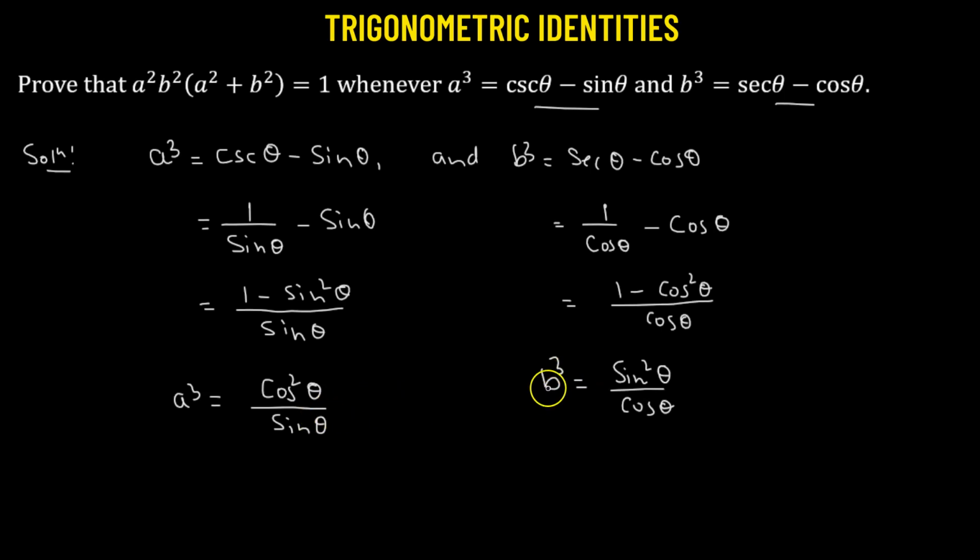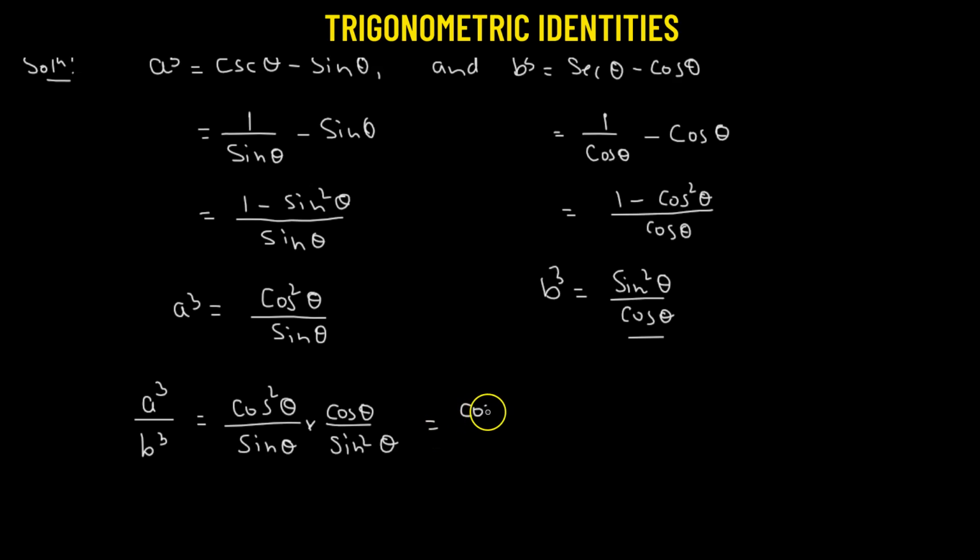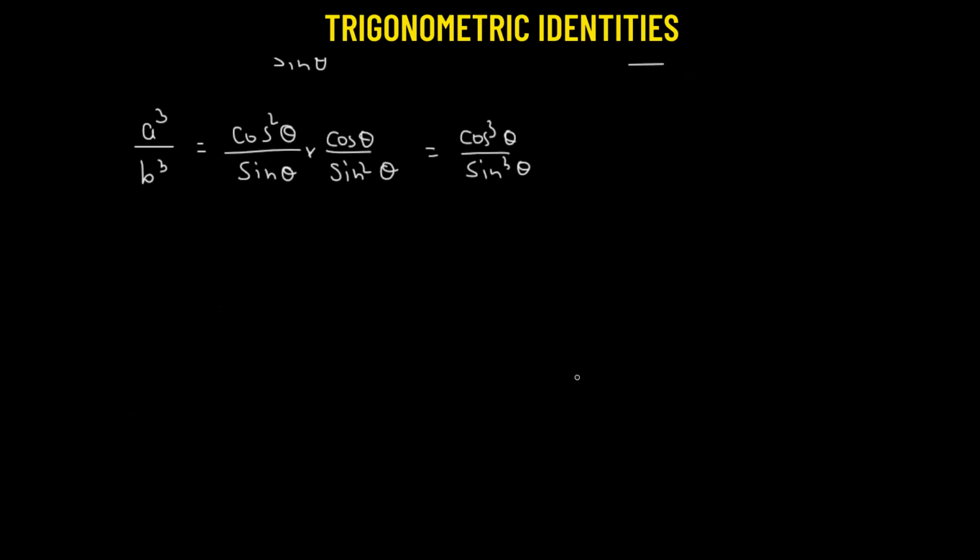Now that we have a cube and b cube, we'll divide a cube by b cube. So we have cosine squared theta divided by sine theta, which is the value of a cube, and we're going to divide it by b cube. Since we're dividing by b cube, we'll multiply it by the reciprocal of b cube, which is cosine theta divided by sine squared theta. This gives us cosine cubed theta divided by sine cubed theta. So we obtain that a cube over b cube equals cosine cubed theta over sine cubed theta.